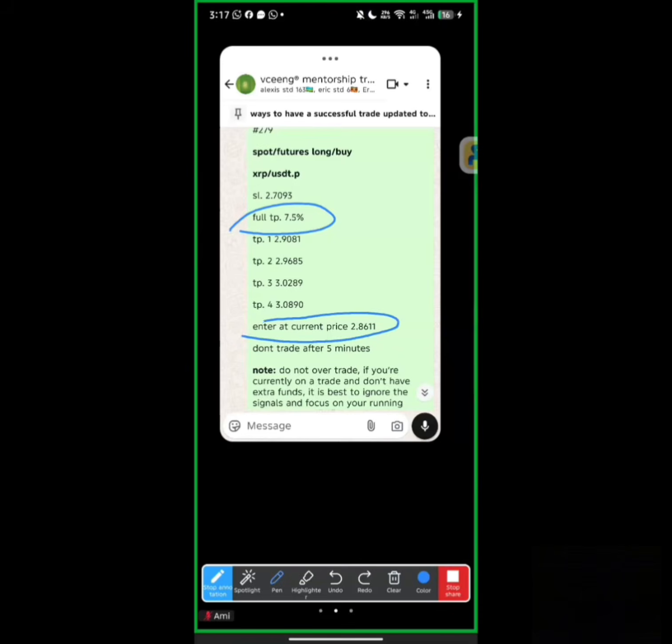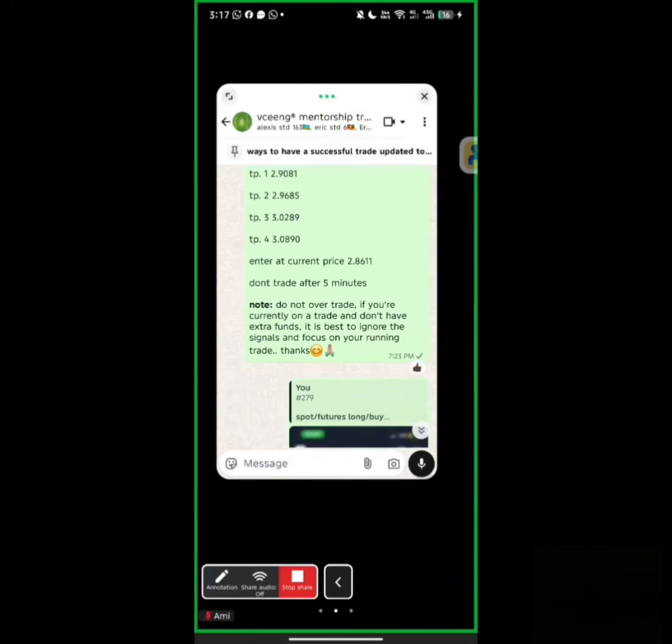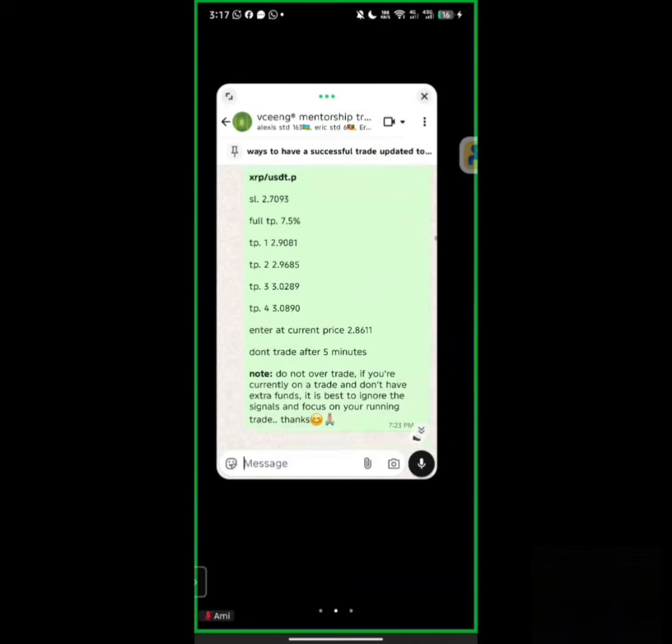It will tell you where you should enter the coin. If it says enter at the current price, it means you don't have to check for this. Since you are trading within the range of 5 minutes, it says don't trade after 5 minutes. So you check the time the signal was sent. The signal was sent at 7:23, and now the time is 3:17, so automatically you can't trade the signal anymore.